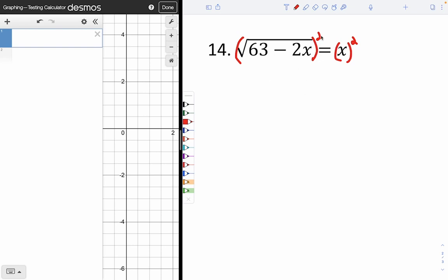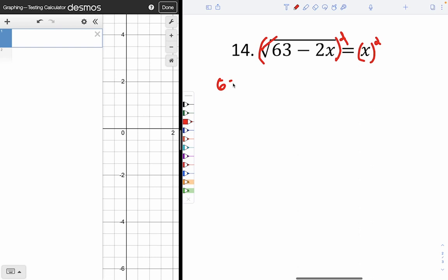On the left-hand side, the square can cancel the square root, and we get 63 minus 2x equals. On the right-hand side, there's no square root to cancel the square, so this is just x times itself, which is just x squared. So the left-hand side, the square cancels the square root. The right-hand side is just x squared.